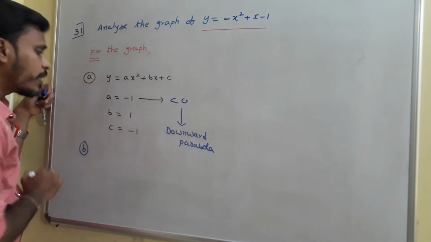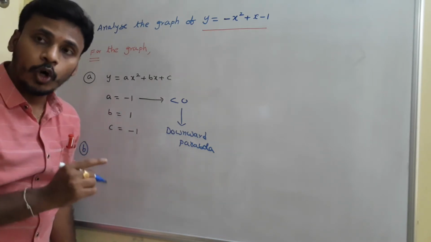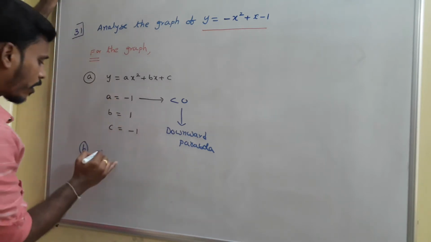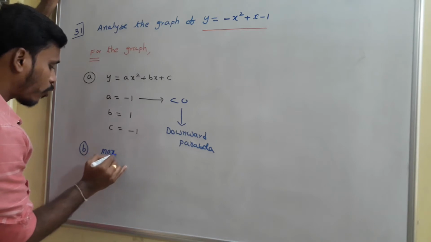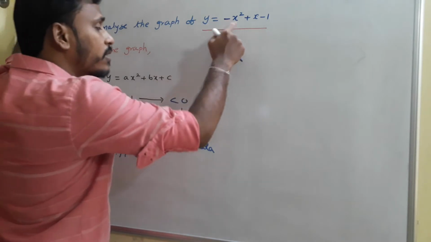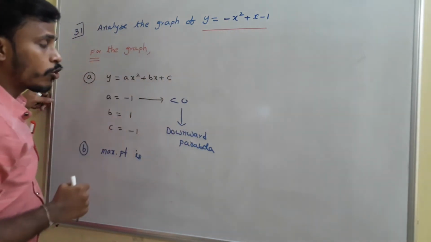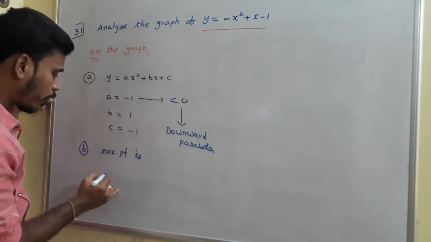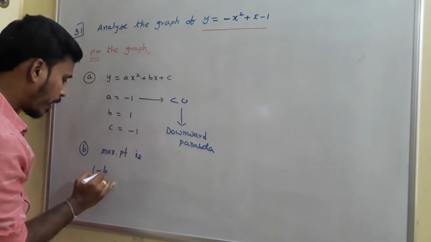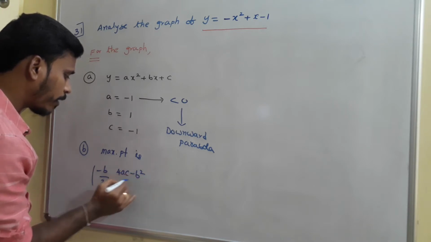Second one, since it is a downward parabola and since a is negative, we know that the graph has a maximum point. At what point is it maximum? Maximum point of the graph. By converting this into perfect square form, as we already discussed in previous classes, we are able to calculate the maximum point. And what is that maximum point? What is the formula? Minus b by 2a, comma, 4ac minus b square by 4a.